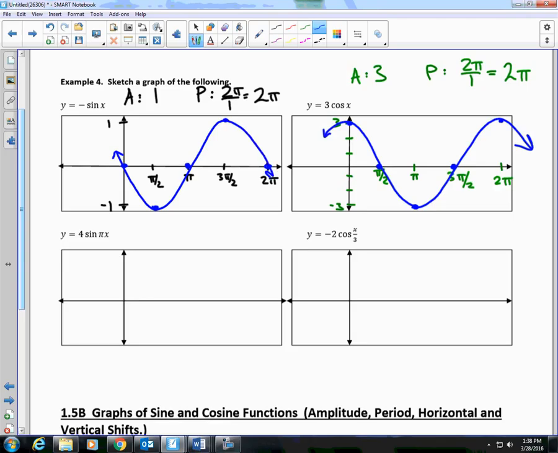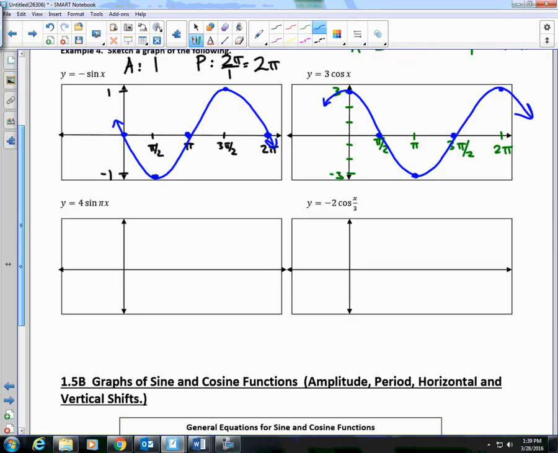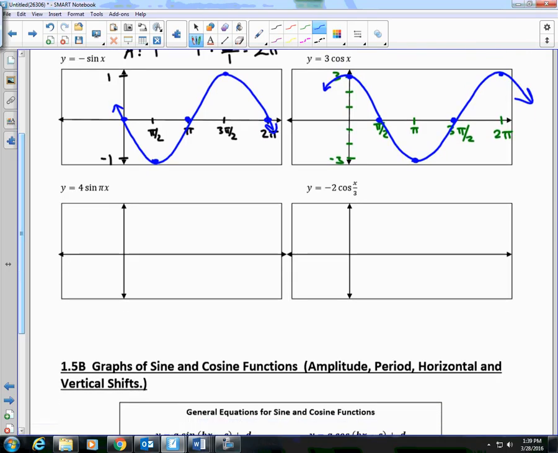As you graph it, you can see that you have that reflected graph. It's upside down. Not too bad, huh? Try a couple more. Okay.